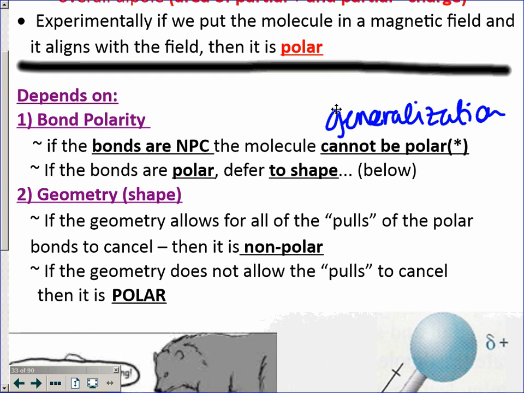Now, if we have polar bonds, we have to defer to the shape to figure out if that situation overall is going to be polar or nonpolar. So I'm going along with my same image here, and instead of putting nonpolar covalent, I'm just going to put polar covalent. And so if I have a polar covalent bond, what should I be drawing along with that? What's the arrow called? Dipole moment, okay?